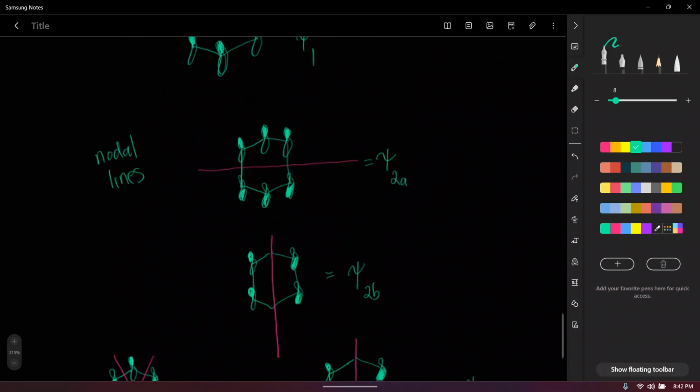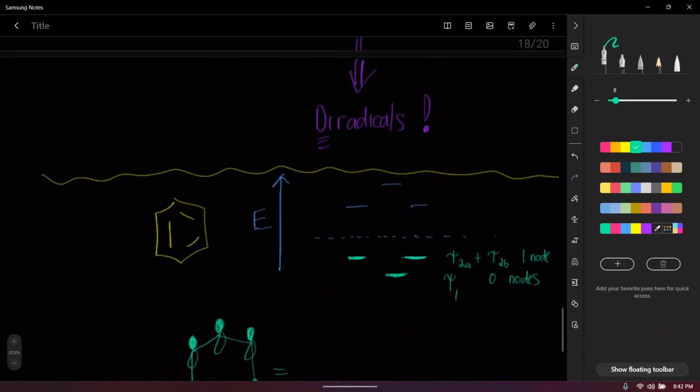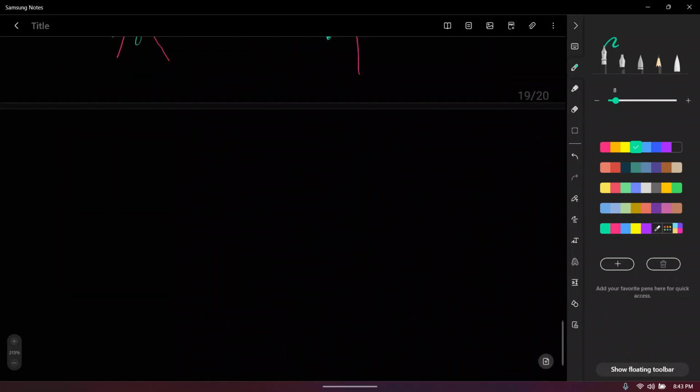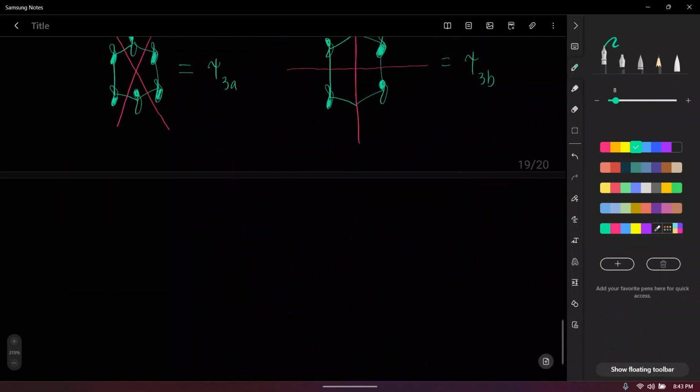So that's psi 3a and 3b. And again, we just saw that those have two nodes or two nodal lines. And then, of course, if you want to think about the final molecular orbital, you would have to have 3 nodal lines, and they would still have to be symmetric in here.